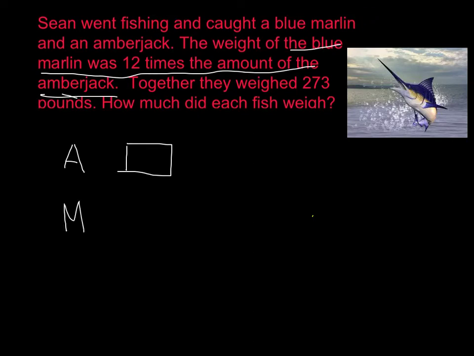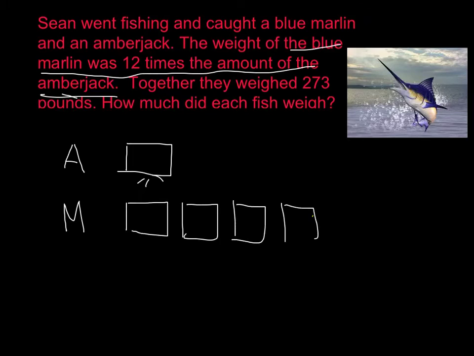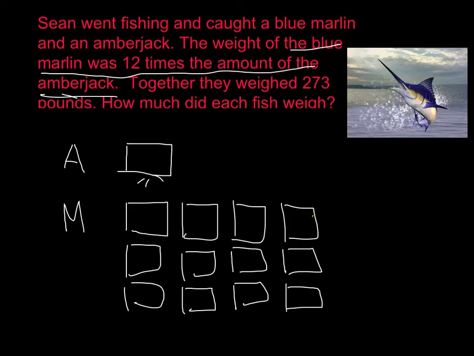The blue marlin is 12 times the amount of the amberjack, and 12 times that amount is 12. So we're going to represent the blue marlin with 12 boxes. So now, just based on the bar models that we've made, the blue marlin is 12 times the amount of the amberjack.